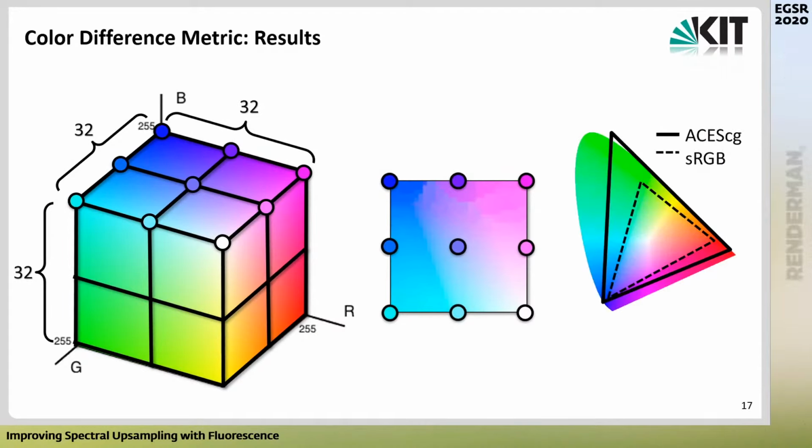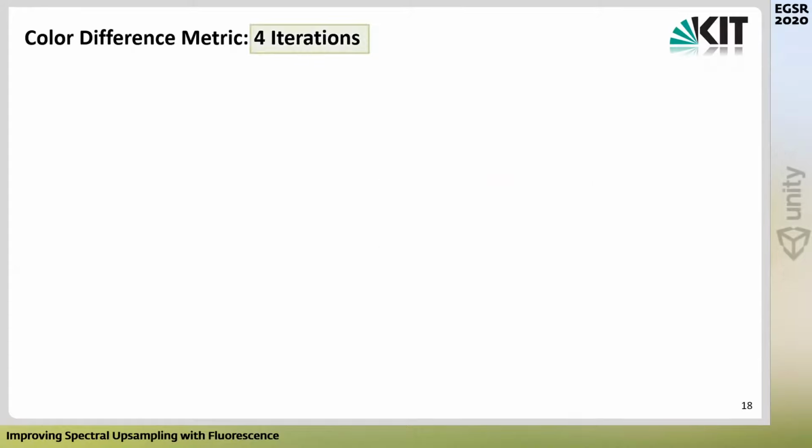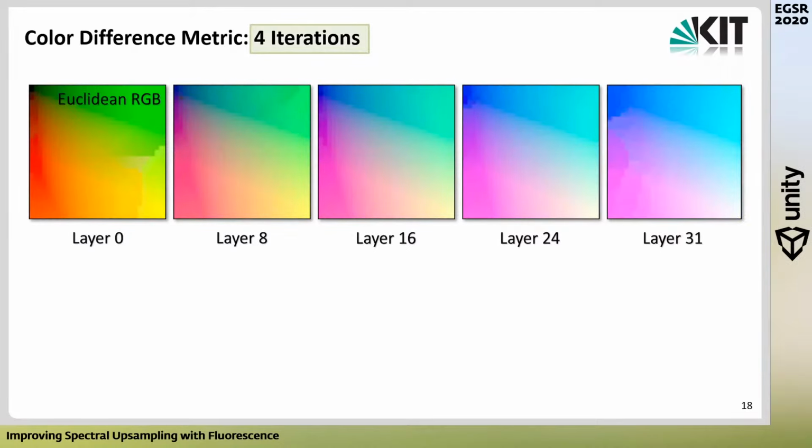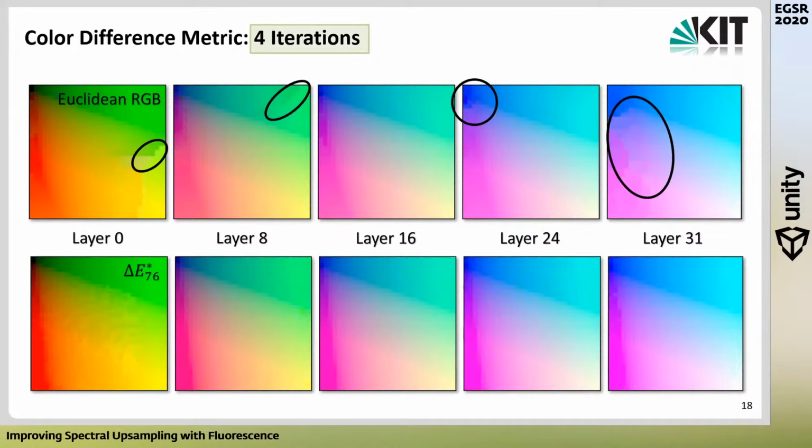Next, I will show you some layers of pre-computed coefficients from a 32 by 32 by 32 regular grid in the ACEScg AP1 color space. And the reason we chose this color space is that it is a wide gamut color space with quite extreme primaries, as you can see on the right, so it actually contains colors which are too saturated to be represented without fluorescence. So especially for fewer iterations, for example 4, using the Euclidean distance in RGB as a color difference metric shows several artifacts. Using the delta E76 metric leads to a faster convergence, and the result appears more smooth to a human observer.